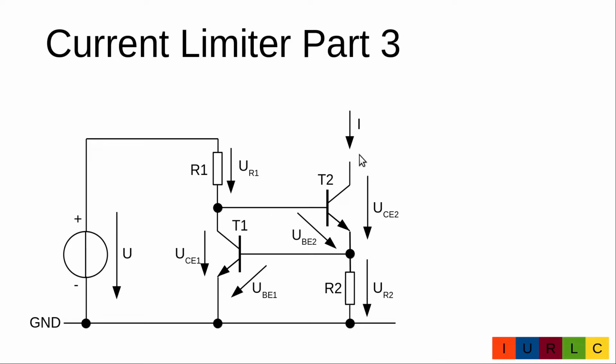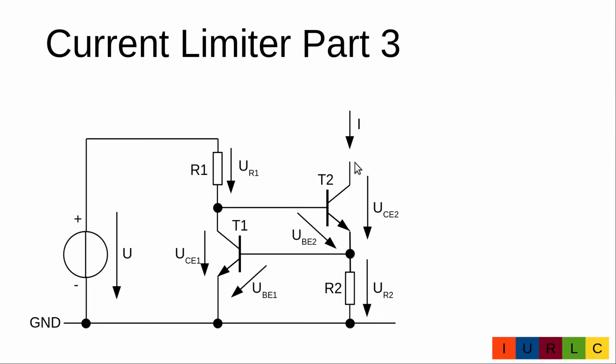Case 1. Assume the current will increase a little bit. Then the voltage at resistor R2 will increase. This will cause that the transistor T1 opens a little bit more. This will cause a bigger voltage drop at R1. With the bigger voltage drop at R1, the voltage at the base of transistor T2 decreases, and it will close a little bit until the original current is restored.